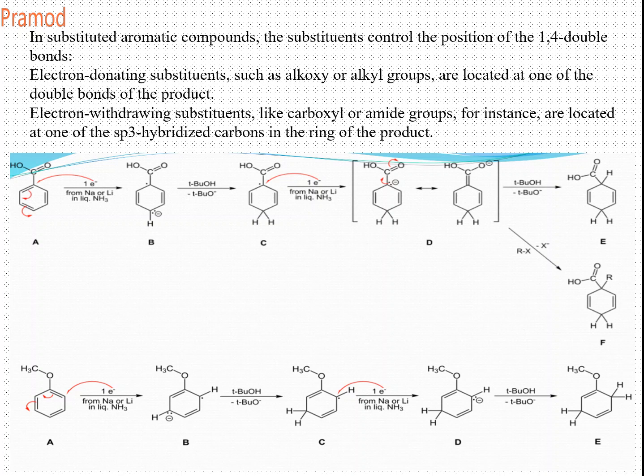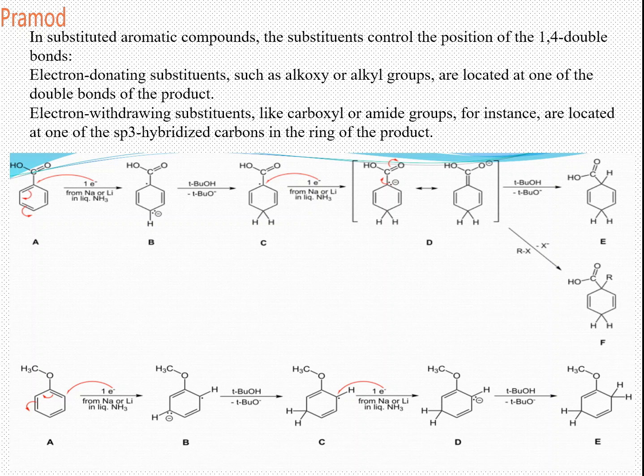So an electron donating group like alkoxy, alkyl, methyl at one end of the double bond of the product. What happens? And what happens if there is an electron withdrawing group like carbonyl, for instance, located at one position of your sp3 hybridized carbon? So what happens in this case? Now let us see the first case where there is an electron withdrawing group, like a carbonyl group.